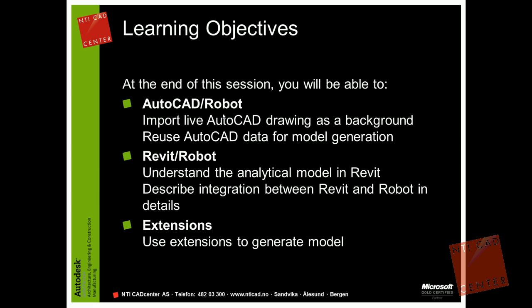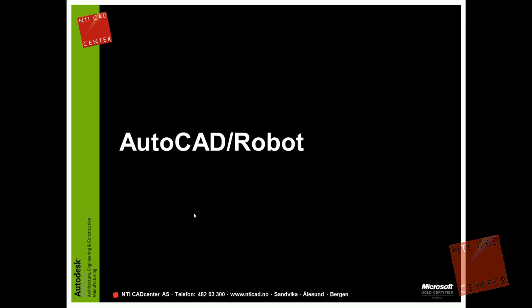For the Revit and Robot part, you should be able in the end to understand the analytical model in Revit and describe the integration between Revit and Robot in detail, so what is happening there. And we'll talk a little bit about extensions, which additional extensions you have there, which can help you to generate the model. So starting from AutoCAD to Robot, that will be our first part.